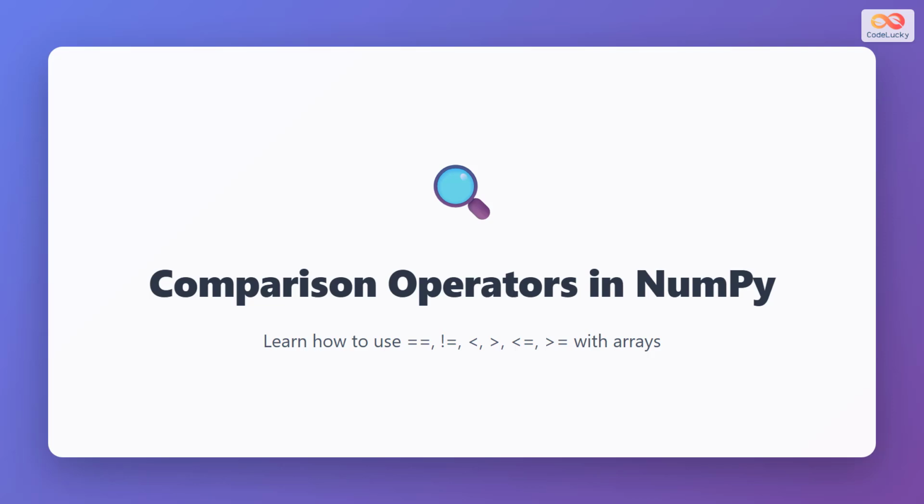Welcome to this tutorial on comparison operators in NumPy. In this video, you'll learn how to use 6 essential comparison operators with NumPy arrays: equal to, not equal to, less than, greater than, less than or equal to, and greater than or equal to. These operators allow you to compare array elements efficiently and create boolean masks for data filtering and analysis.